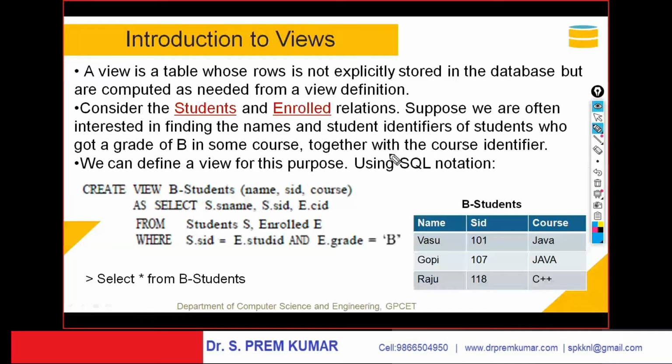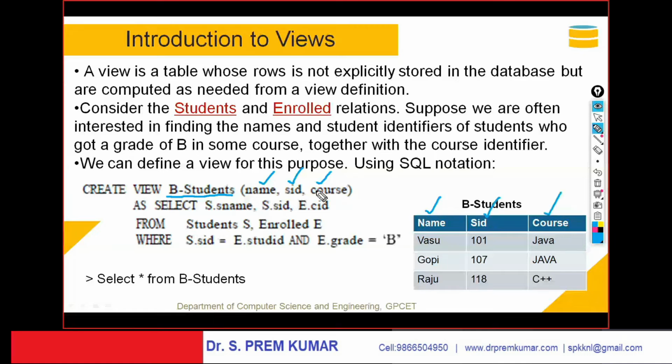For the time being, there is a command called create view name. What columns do you require? I want name, I want SID and course. These are the three columns required in the view. I want these three columns in a view, created with create view name.